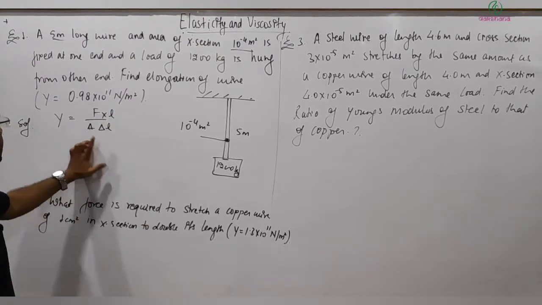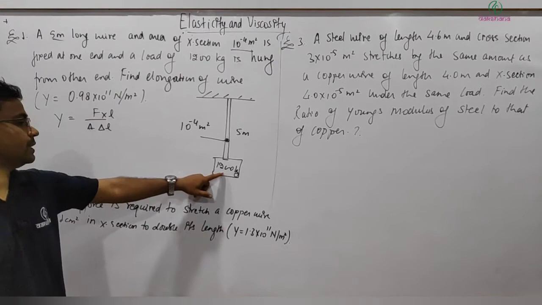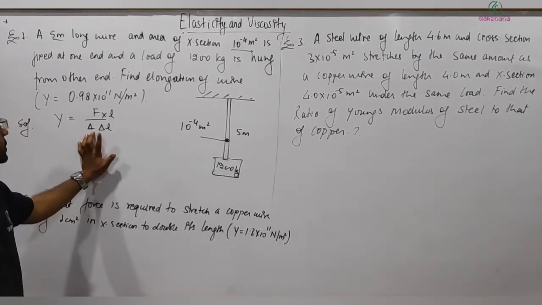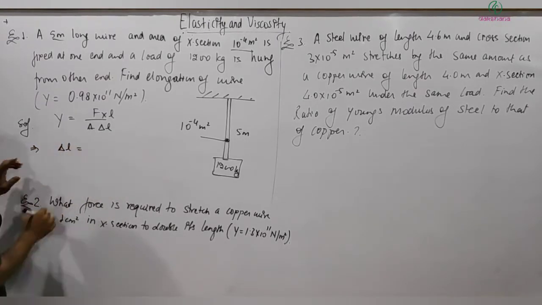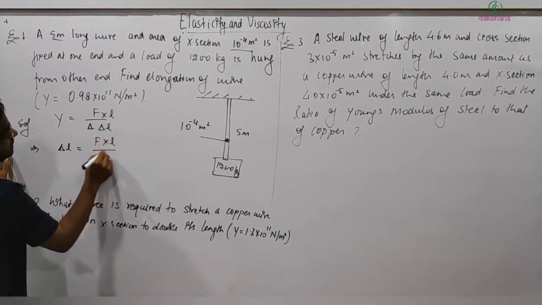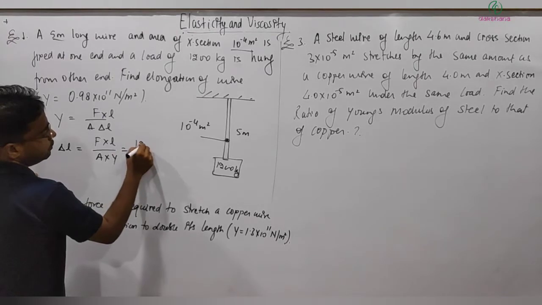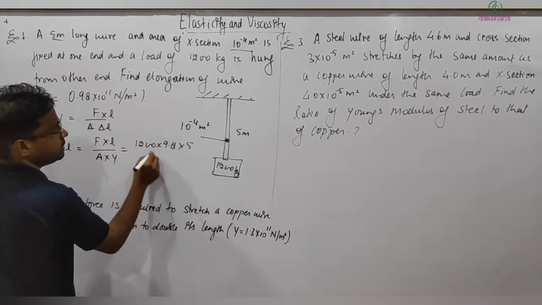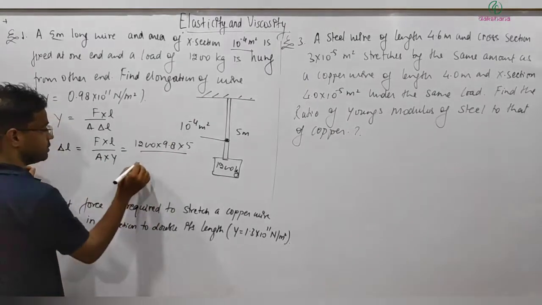Now see, you can see Y is given, force is equal to the weight of this mass, and length is given, and area of cross section. So it's a simple straightforward formula based problem. We can simply substitute here. So delta L is force into L divided by area multiplied by Young's modulus, and force is 1200 multiplied by 9.8, length is 5 meter. mg is the force, that is equal to weight.